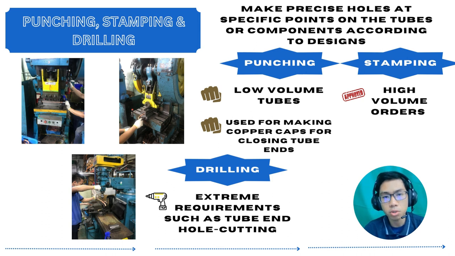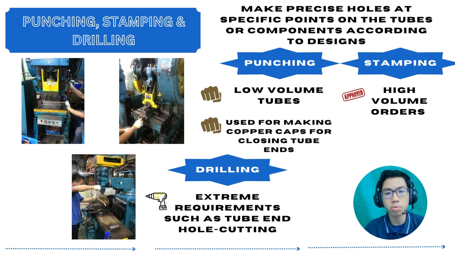The company is also using manufacturing processes such as punching, stamping and drilling. Punching and stamping processes are required to make precise holes at specific points on the tubes or components according to the designs. Punching can be done for low volumes, while stamping speeds up the process for high volume orders by using custom made dies.